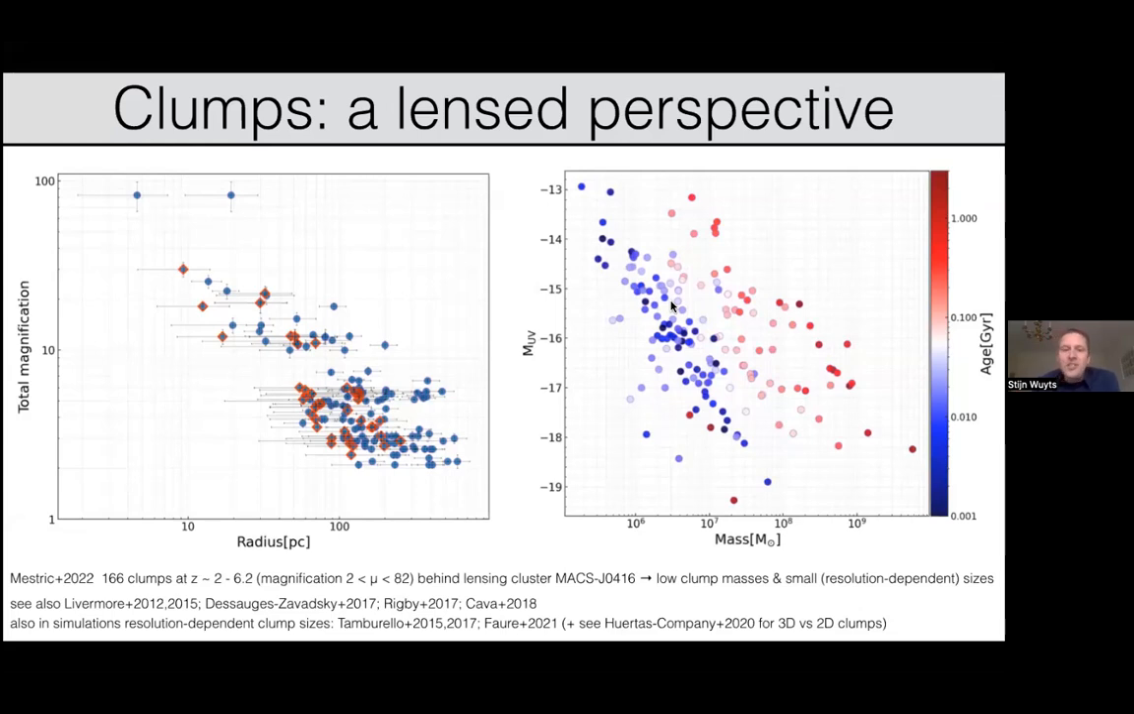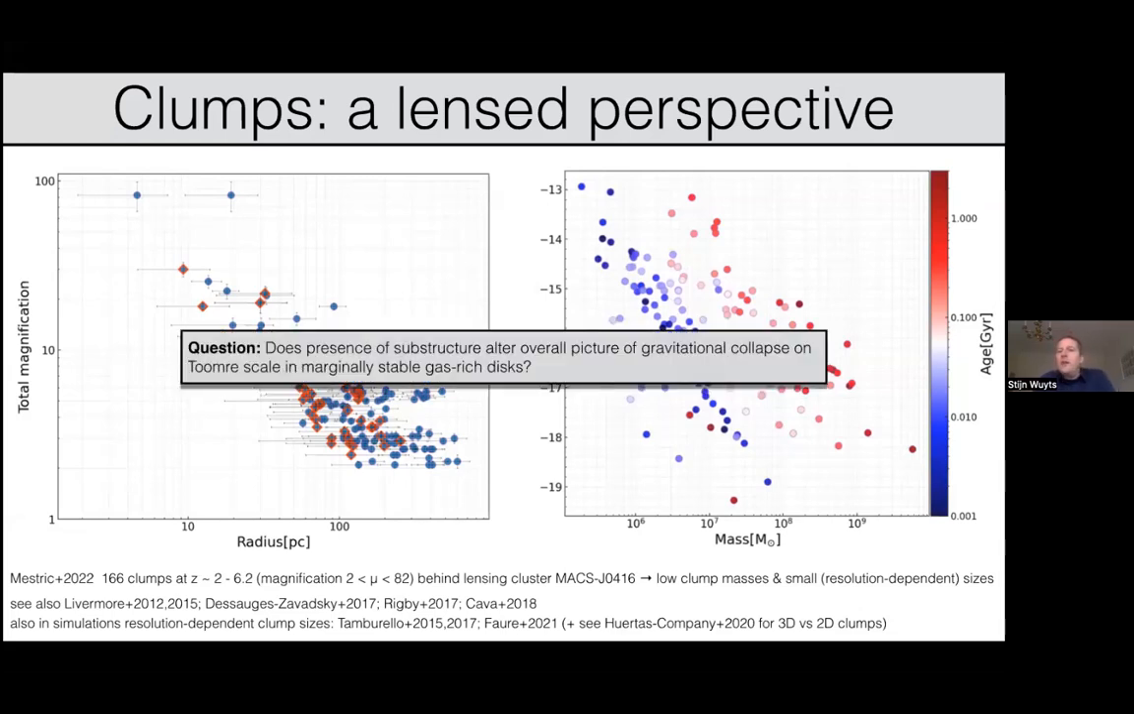And so one question that I'd be interested to hear more about throughout this week is whether this changes the overall picture, or whether this hierarchical fragmentation down at scales smaller than the Toomre scale is in fact what one would expect theoretically also in this picture of gravitational collapse due to the marginally stable nature of these gas-rich disks.